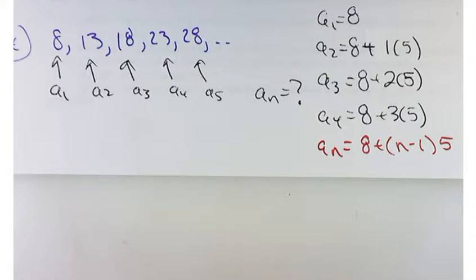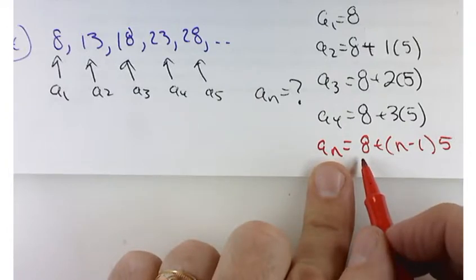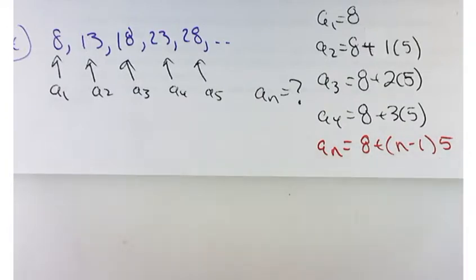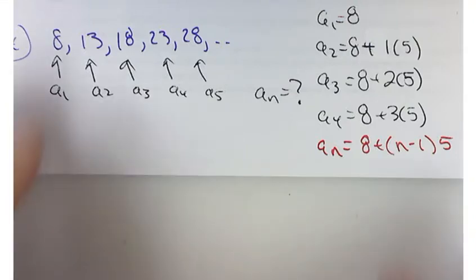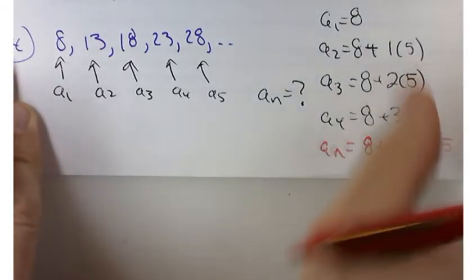Andrew? Yes, so if you distribute this and then combine like terms, then you get 3 plus 5n. So I guess the reason I like this is because it shows you the first term and also shows you the difference. But they're completely equivalent, so it's just a matter of preference. Nothing says that one is more right than the other. Okay? All right, thanks for that one. Anything else on 14 here? No. Looking good.